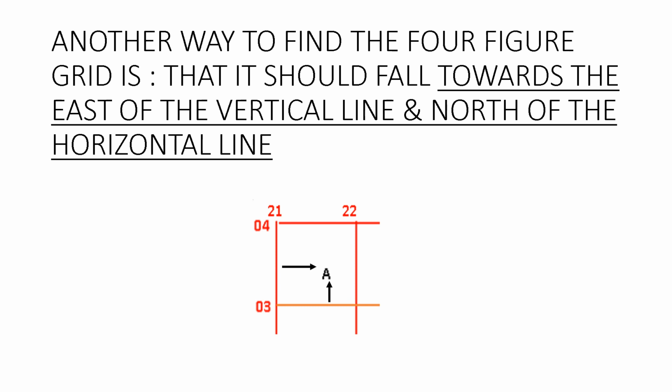So these two lines become important, the line of 21 and 03. It is written as towards the east of which line and towards the north of which line. Whichever method suits you, you can follow it to find the four-figure grid. Shall I repeat this also again? Just remember, the area, the station, the symbol, the man-made feature, whatever is asked, should fall towards the east of the line and towards the north of the line. In this case, A is falling towards the east of 21 and towards the north of 03, and hence the four-figure grid is 2103.